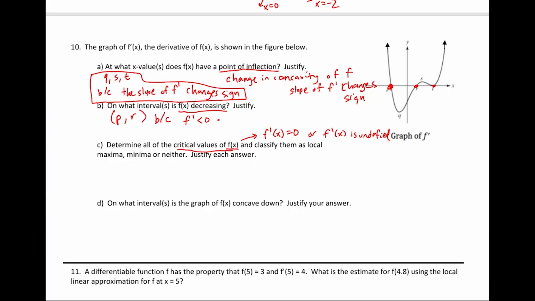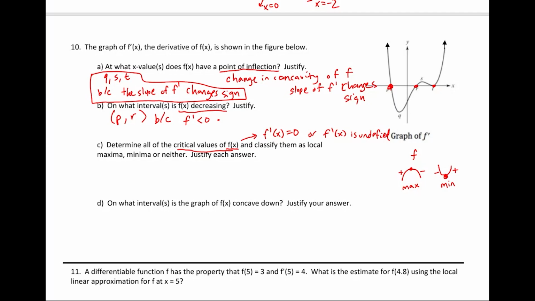And so what we have to do next is classify them as being either local max, min, or neither. So if we're thinking about how the graph of f is related to the graph of f prime, if we have a local maximum value, the slope is going to change from positive to negative, meaning f prime will go from positive to negative. If we have a local minimum, the slope is going to change from negative to positive. On the graph of f prime, we're looking for the graph to switch from negative to positive, and then we'll have a minimum.